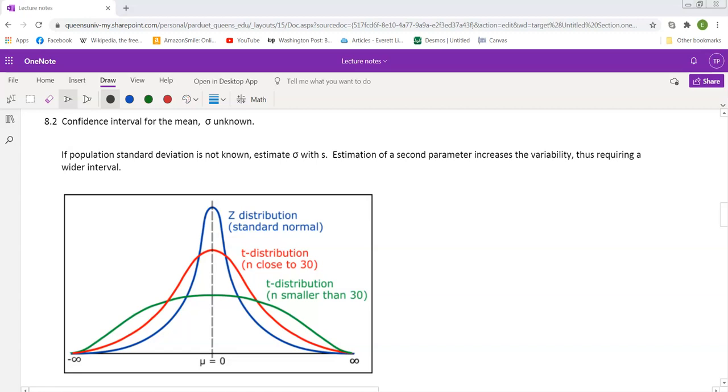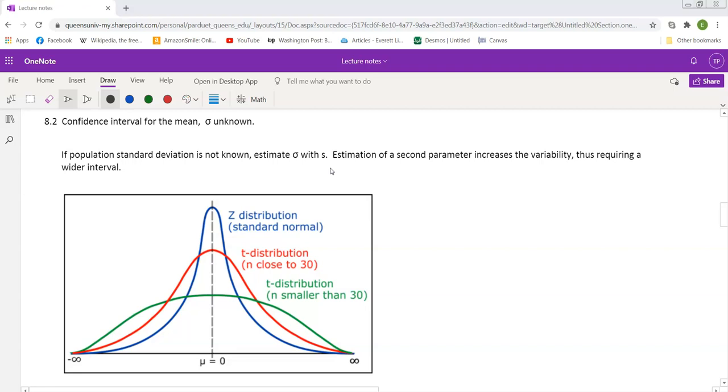Hi everybody, welcome to section 8.2, which is another confidence interval for the mean, but this time we're assuming that sigma is unknown, so we don't know the population standard deviation. So when that's the case, we could just use the sample standard deviation to estimate the population standard deviation. So we're estimating sigma by using S. Using the second parameter, the sample standard deviation, to help estimate the sample mean increases the amount of variability in the estimate. So we need a wider confidence interval.